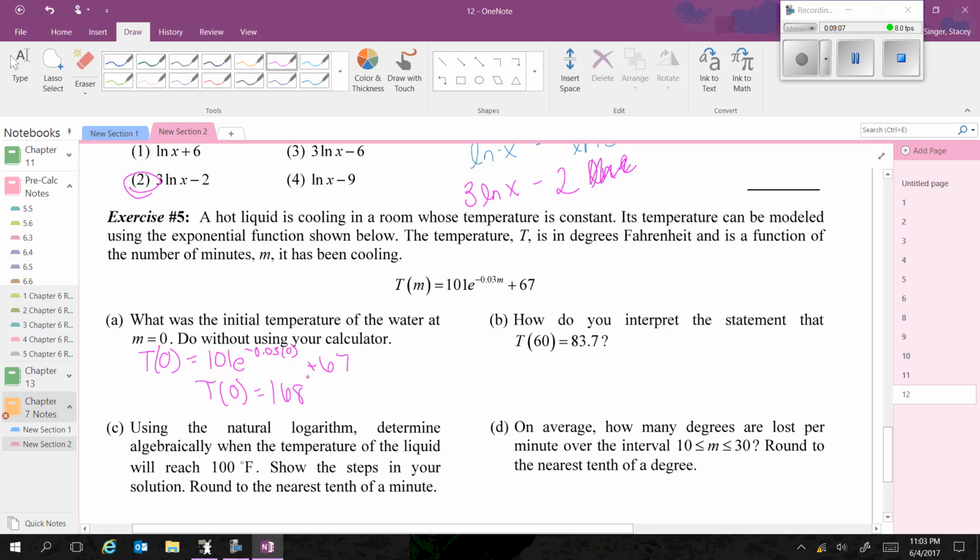How do you interpret the statement that T of 60 equals 83.7? So remember, T represents temperature, which is measured in degrees Fahrenheit, so that means 83.7 degrees Fahrenheit. And 60, according to this equation, is M, which stands for minutes, so I know that's 60 minutes.